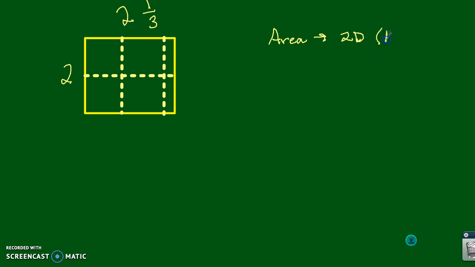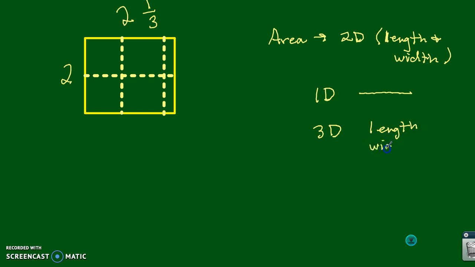So length and width. Okay. If we were just talking about one dimension, that would just be a line because it only has length. Okay. Three dimensions has length, it has width, and it also has height. Length, width, and height.